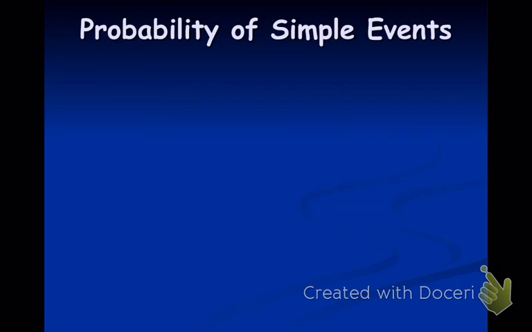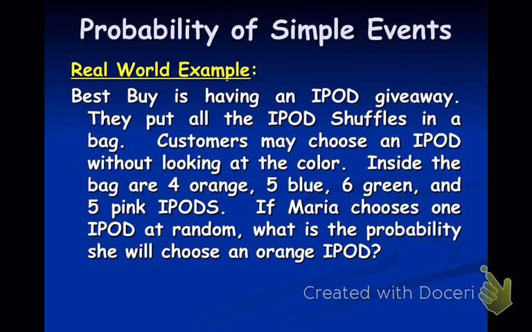We're going to go into a quick real-world example. Let's say Best Buy is having an iPod giveaway. They put all the iPod shuffles in a bag. Customers may choose an iPod without looking at the color. Inside the bag, there are 4 orange, 5 blue, 6 green, and 5 pink iPods. If Maria chooses an iPod at random, what is the probability she will choose an orange iPod?